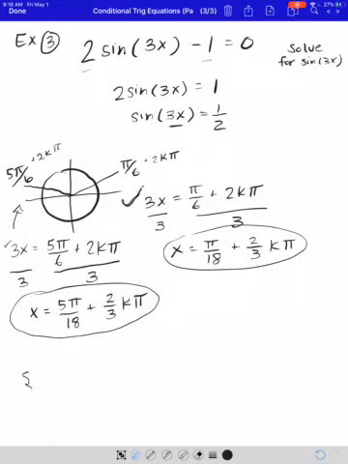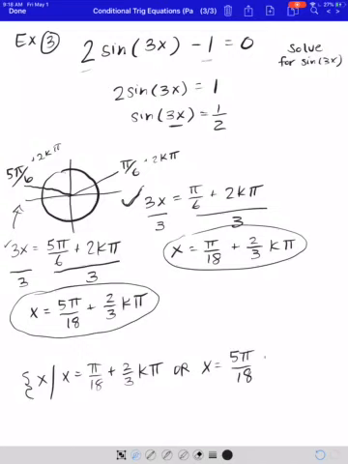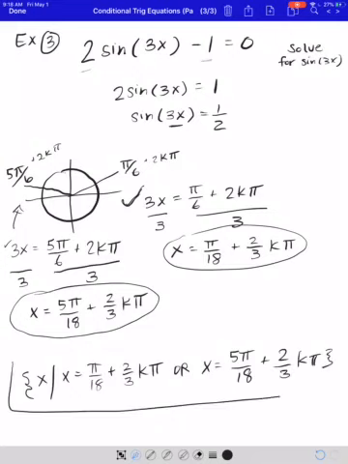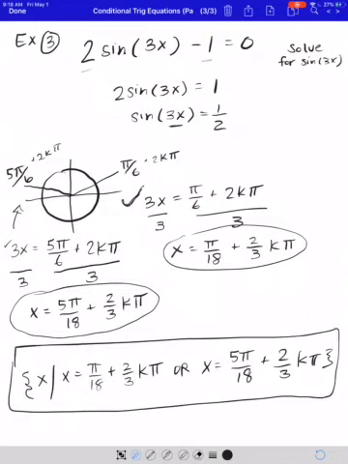And so now let's just finish by writing our full solution in set notation. So we'll get the set of x values such that x equals pi over 18 plus 2/3 k pi, or x is equal to 5 pi over 18 plus 2/3 k pi. And there we go. This describes all of the solutions to our equation.